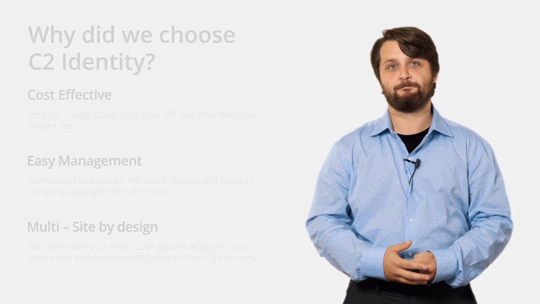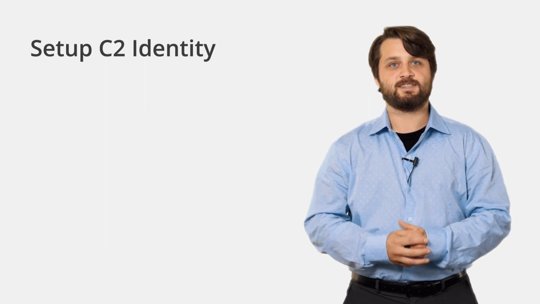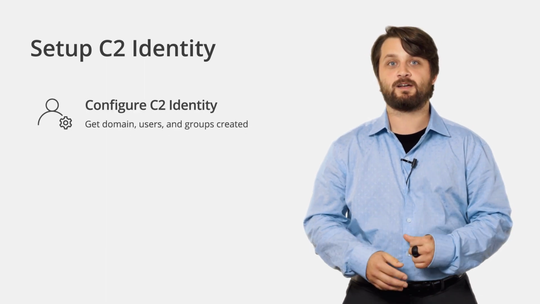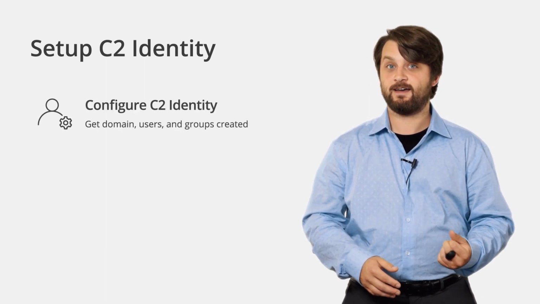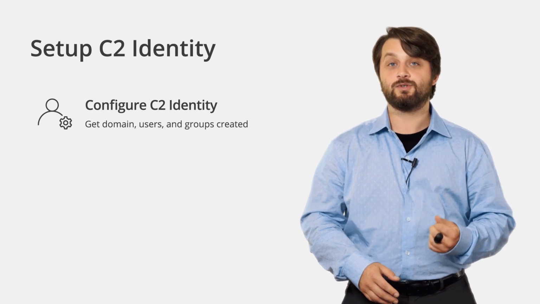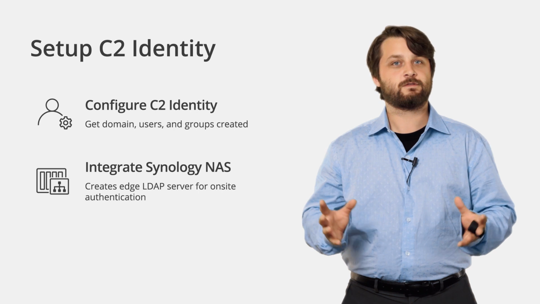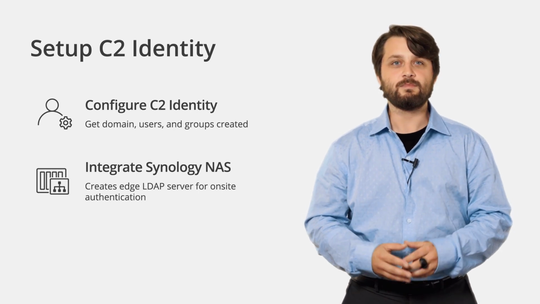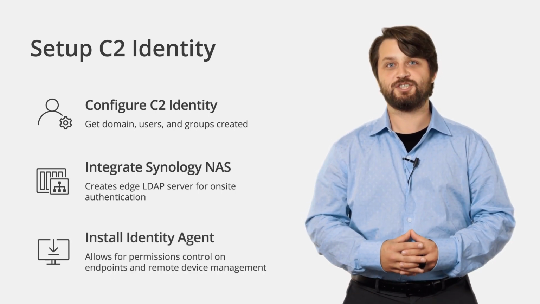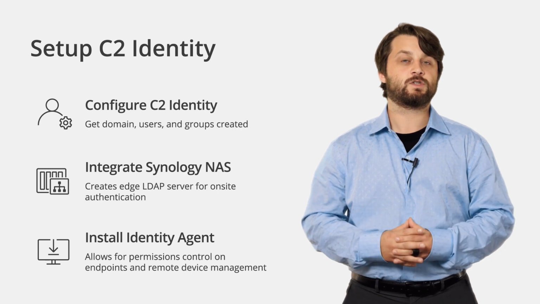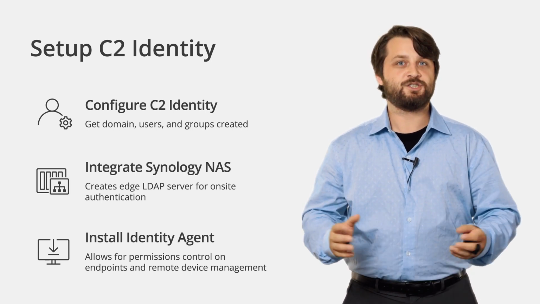So you could have up to 25 different branch locations actually integrating back to C2 Identity and to that single C2 Identity domain. So let's go ahead and set up our C2 Identity environment. First off, we're going to configure C2 Identity on the cloud side. We're going to set up the domain, users, and groups. We're then going to integrate the Synology NAS by creating an Edge LDAP server for that on-site authentication. Lastly, we're going to install the identity agent on the endpoint PCs and servers we want a part of the environment. So let's go ahead and check this all out.